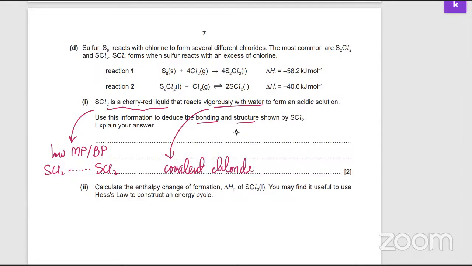You clear? So how does the color show that? Not the color, the liquid part. Liquid means it's low melting and boiling point. If it said liquid water, it's liquid at room temperature. That indicates it's got low melting and boiling points. So that's how we know it's got weak intermolecular forces and it's going to be a simple molecular structure.